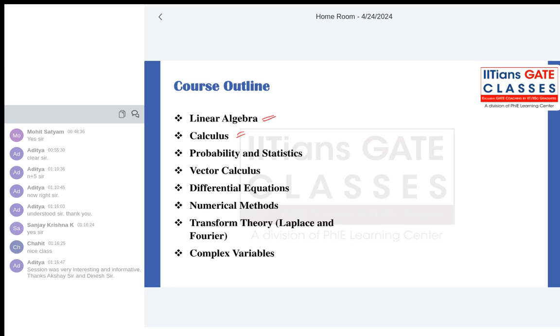Then another important topic is probability and statistics. It is also a very important topic because for certain branches such as ECE, EE, even CS, their math syllabus is more inclined towards probability and statistics. And nowadays, when artificial intelligence, ML, all those courses are offered everywhere, in that context also, probability and statistics is important.